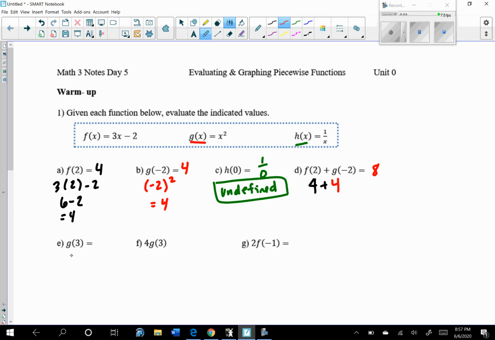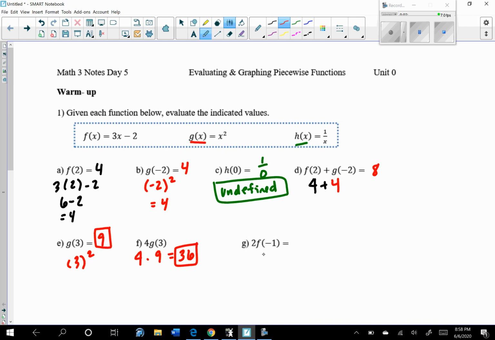The next one we have is g of 3. So we're plugging 3 into our g of x function and squaring it, which is 9. Then for this one, notice that the 4 is not on the inside of our function notation, it's on the outside. So that means we're taking 4 times our answer of g of 3. g of 3 we just said was 9, so we have 4 times 9, which is equal to 36.